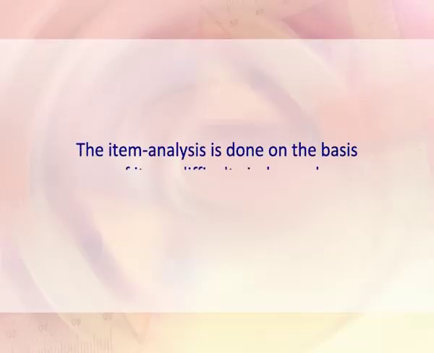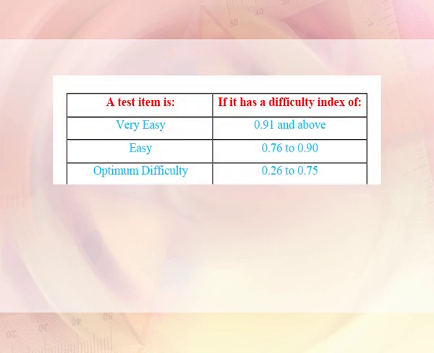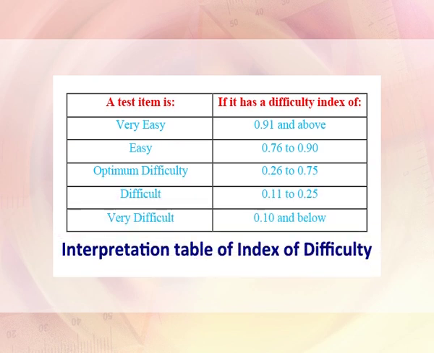The item analysis is done on the basis of item difficulty index and item validity index. The difficulty index of an item is defined as the proportion or percentage of the examinees who have answered the item correctly. Abel in 1965 prepared an interpretation table of index of difficulty.